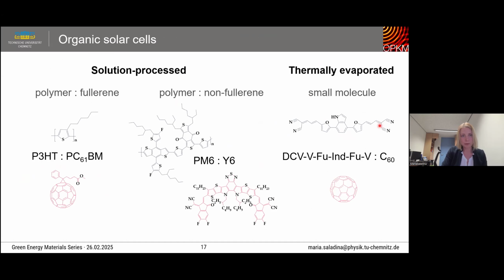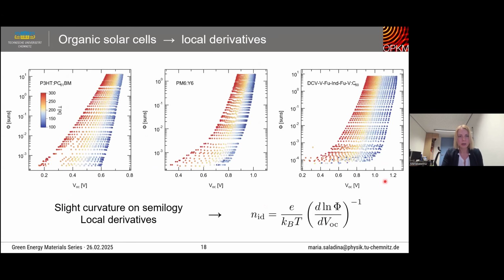So having confirmed the model, we now switch to organic donor-acceptor systems. This was a bit of a random choice, but we decided to choose something with fullerene, so P3HT:PCBM, a non-fullerene acceptor, PM6:Y6, and then also took a thermally evaporated solar cell that was kindly provided by Heliatech. And here is the data of the solar cells from 100 to 300 Kelvin.